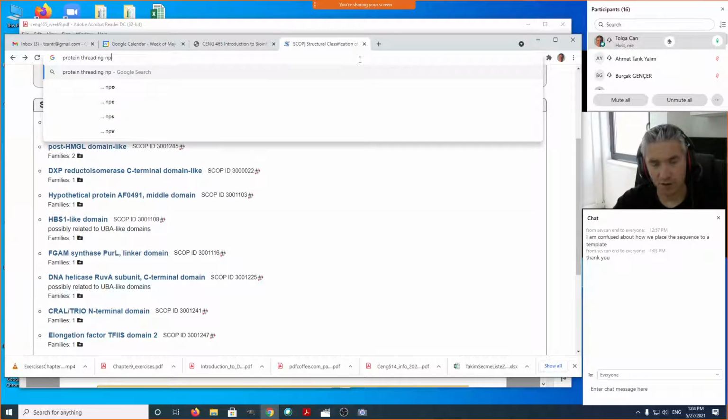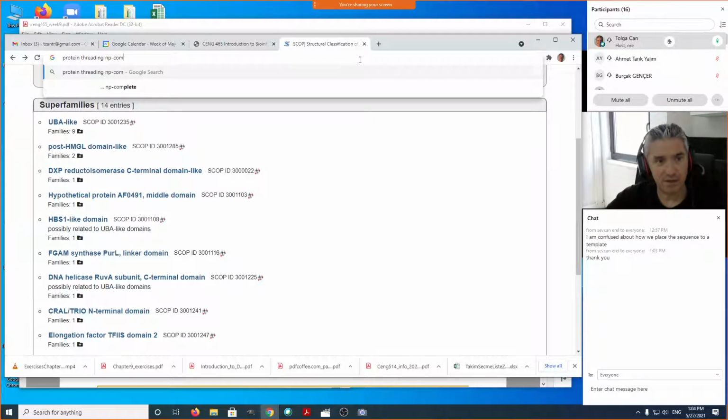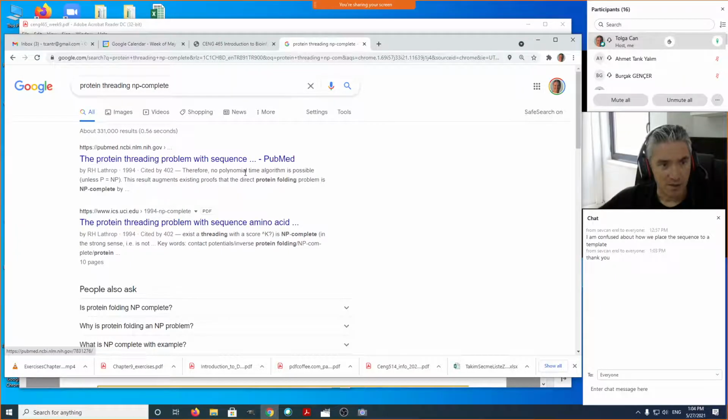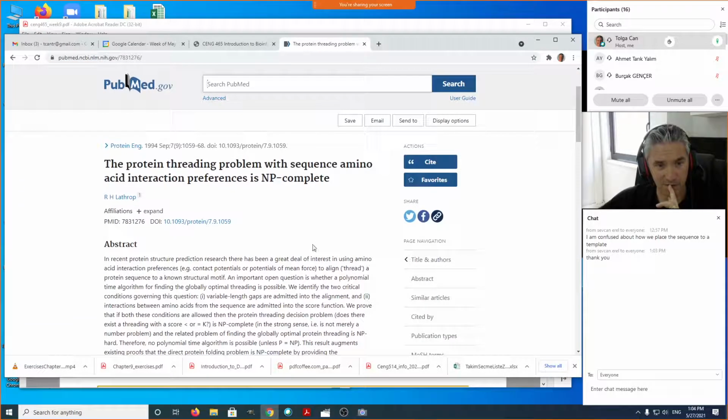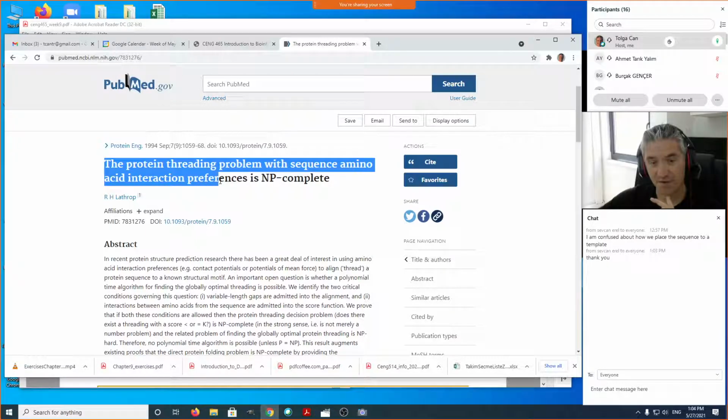One of them shows that it's NP-complete. I think this one, yeah, by Lathrop. It's a 1994 paper. You can also look at the papers that cite this seminal paper: "The protein threading problem with sequence amino acid interaction preferences." What does this tell you?